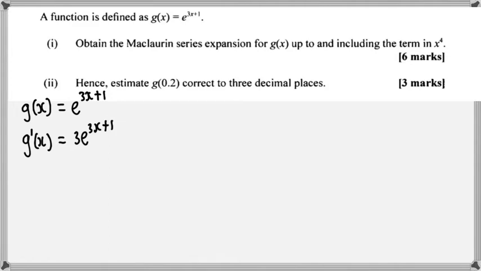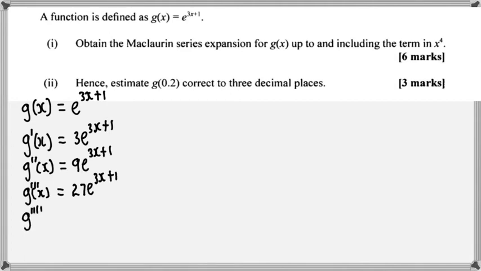We then have to find the second derivative of g of x. The derivative of this entire thing is 3 e to the 3x plus 1, but then you have to multiply by the derivative of 3x plus 1. This is basically chain rule being employed here, and you would get 9 e to the 3x plus 1. And again, you go again for the third derivative. The derivative of this is 9 e to the 3x plus 1, but you have to remember to multiply by the derivative of the exponent, which will give you 3 by the 9, which is 27 e to the 3x plus 1. So that's your third derivative.